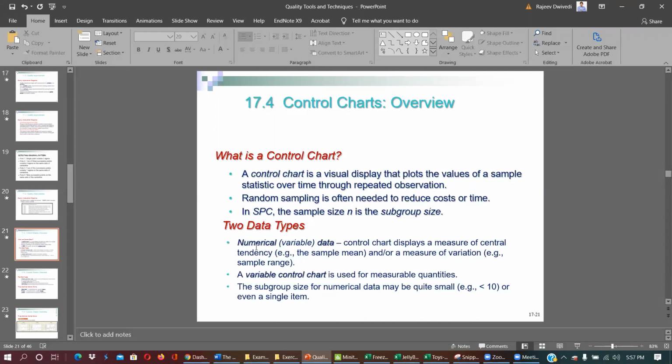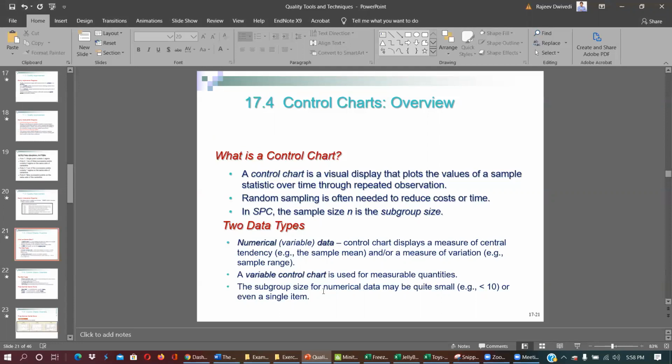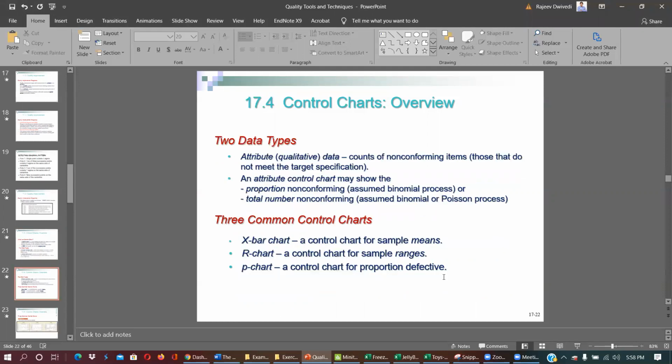Two types of data: numerical data. Control charts display the measure of central tendency, and the variable control chart. The subgroup size for a variable control chart of numerical data may be quite small or even a single item. So let me go over the control charts. Three common control charts are there.